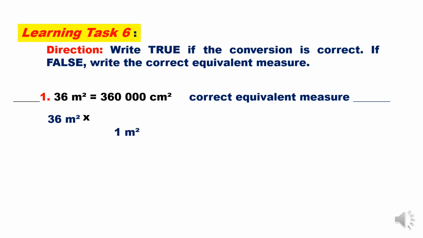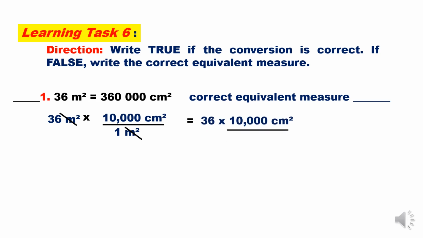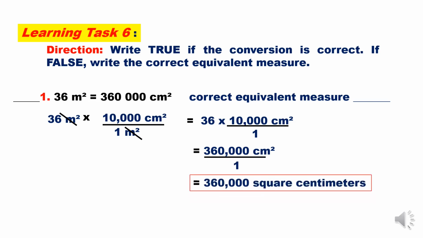Multiply sa conversion at ang denominator ay 1 square meter at ang numerator ay 10,000 square centimeters. Cancel. 36 times 10,000 square centimeters divided by 1. The answer is 360,000 square centimeters divided by 1 equals 360,000 square centimeters. Therefore, that is true.